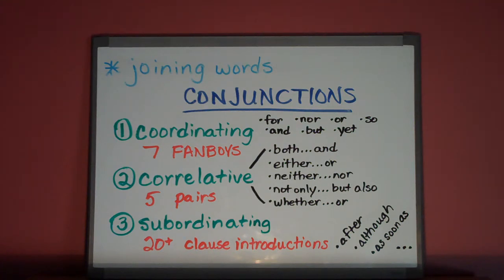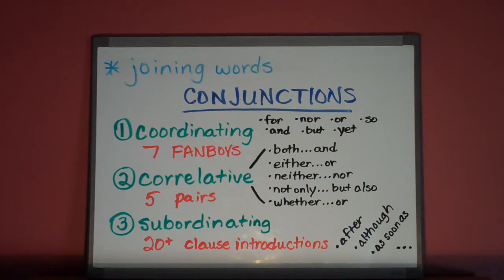O represents the conjunction or. Y helps us remember the conjunction yet. And finally, S stands for the conjunction so. These words join words or groups of words.